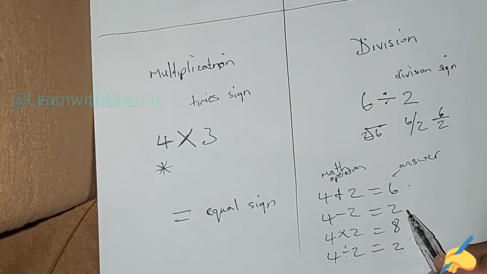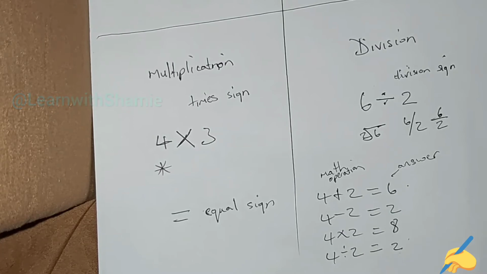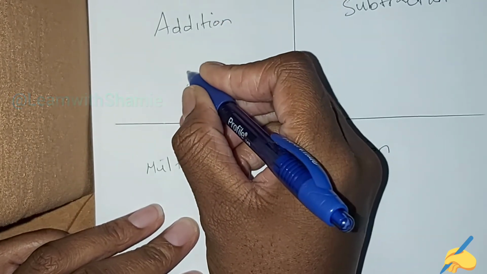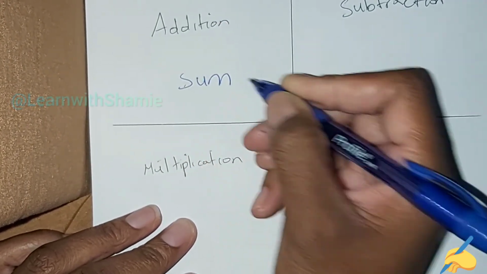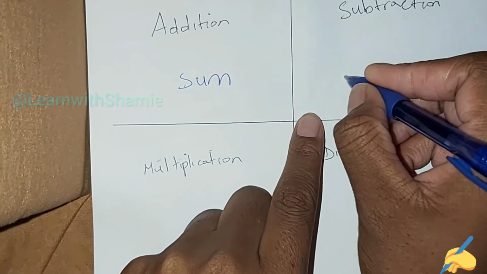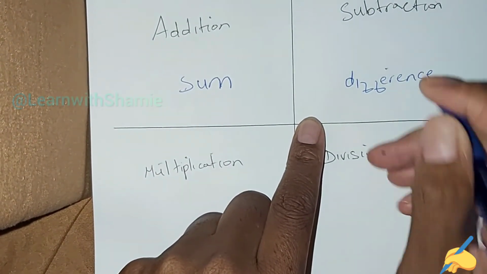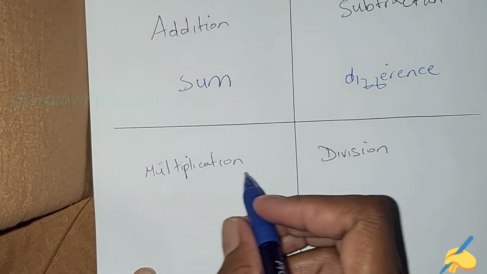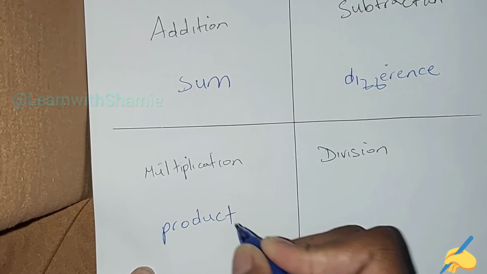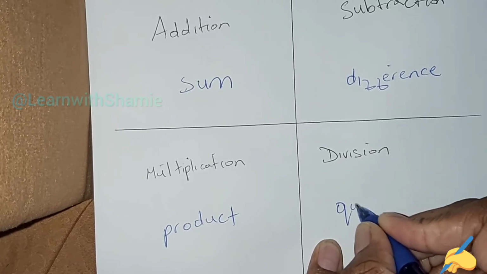Speaking of answers, did you know the answer for each of these operations gets a different name? So the answer to the addition operation is called the sum. The answer to the subtraction operation is called the difference. The answer to the multiplication operation is called the product. And the answer to the division operation is called the quotient.